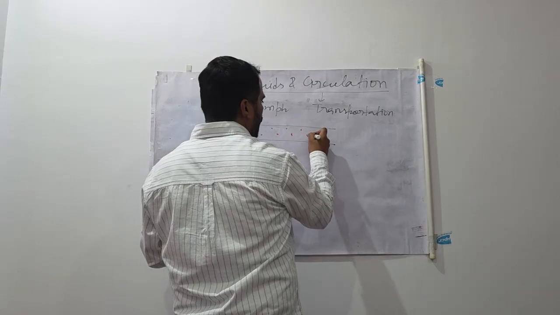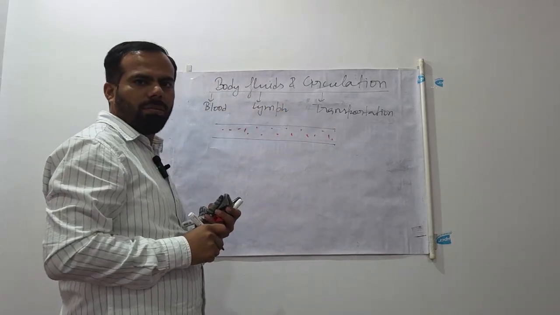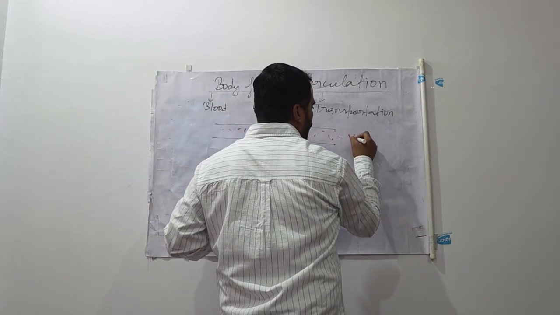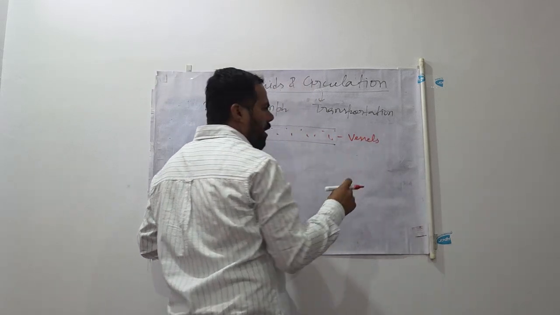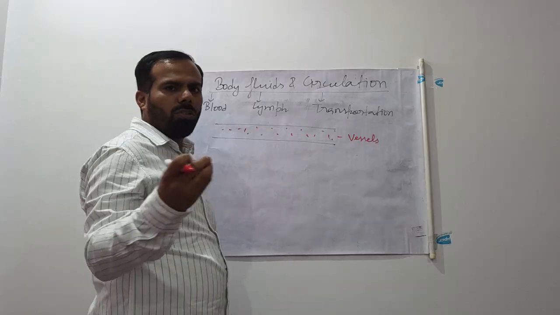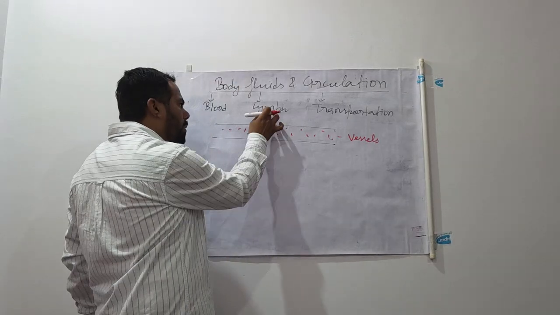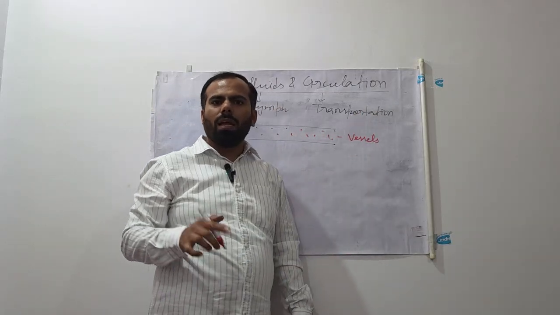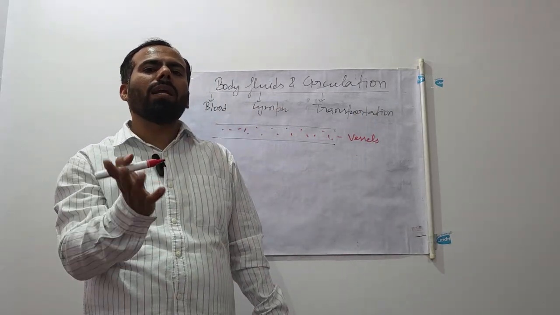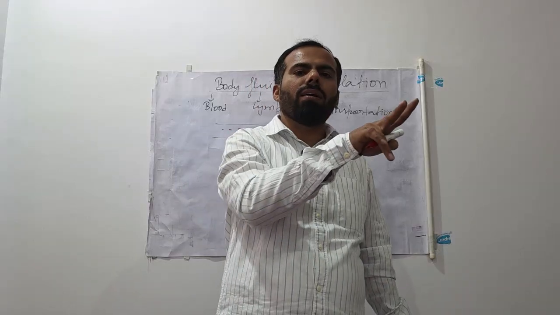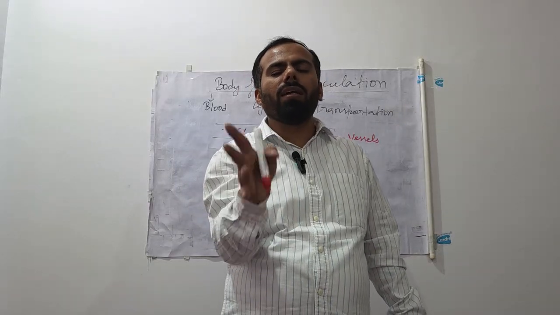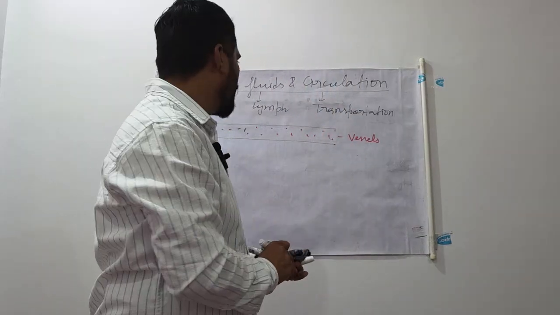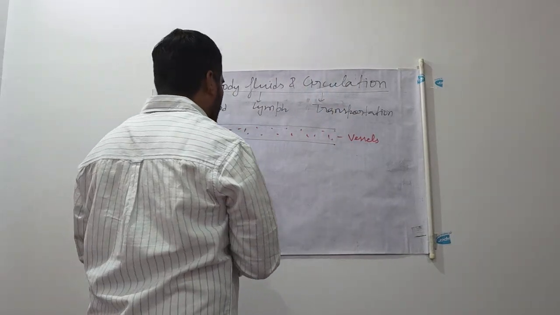Blood is floating like this. This tube is called blood vessel. If blood is floating in this tube, this is known as blood vessel. If lymph is floating in this tube, then it is known as lymphatic vessel. And both the fluids are traveling in two different vessels, that is, different pipes. Okay. Now I am going to discuss blood first.